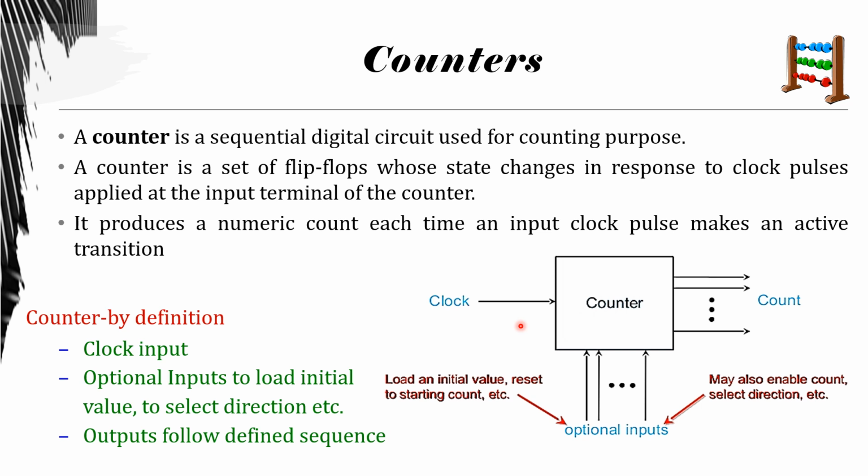As we know, we can count either in the up direction or in the down direction. Also, we can start our counting from an initial value. A counter circuit consists of a clock input, and some optional inputs to load an initial value, to select direction, etc. The output from the counter circuit follows a defined sequence. It produces a numeric count each time an input clock pulse makes an active transition. So whenever this clock is active, it produces a numeric count and this count follows a defined sequence.